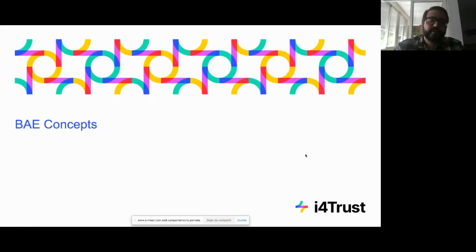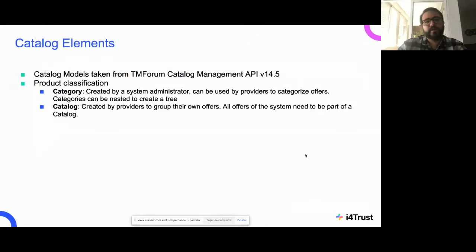So now we can move to view which are the different concepts around the business API ecosystem software. Well, all the concepts and elements that are managed by the business API ecosystem software, as I said, are taken from the TM Forum specification. From the point of view of the catalog element, we have a couple of objects that are taken from the catalog management API in its version 14.5.